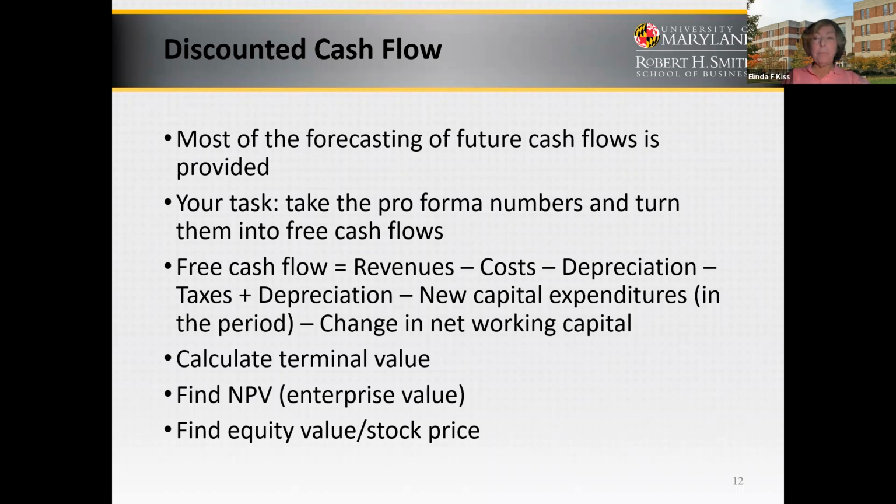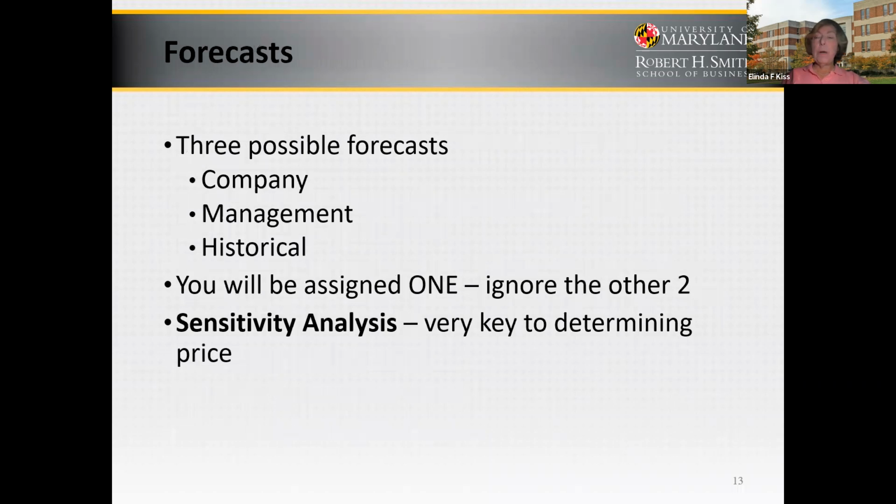We have calculated stock price with the DCF, discounted cash flow model, in other cases and homework assignments. Now let us continue. As you saw, there were 3 possible forecasts. They're in tables 4 and 5, which are on the same worksheet in the Excel: the company forecast, the management forecast, and a historic forecast. You are going to be assigned just one of these forecasts. Ignore the other 2. You're not going to get any extra credit if you calculate a DCF for all 3 forecasts. Just do the forecast that you are assigned. That is the only one that I am going to grade.